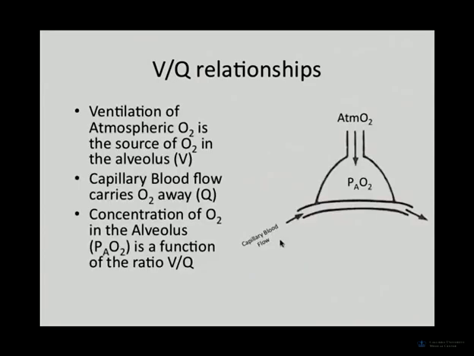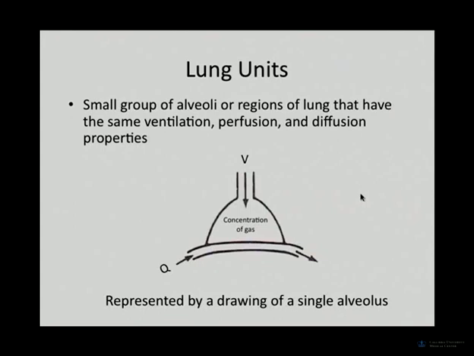And that's exactly what we're talking about when we're talking about the concentration of oxygen in the alveolus. Capillary blood flow is our Q. Addition of atmospheric oxygen by way of ventilation is our V. And the concentration, PaO2, is the result, the ratio of those two things, V and Q. You can talk about V and Q relationships for any gas, and we'll talk about VQ relationships for carbon dioxide, carbon monoxide, but V and Q determine the concentration in the alveolus of a particular gas.